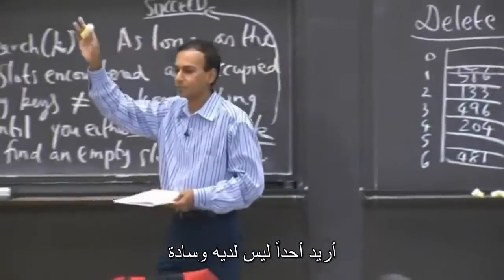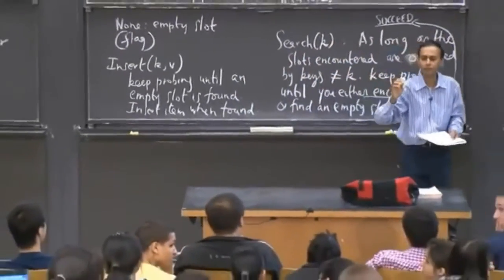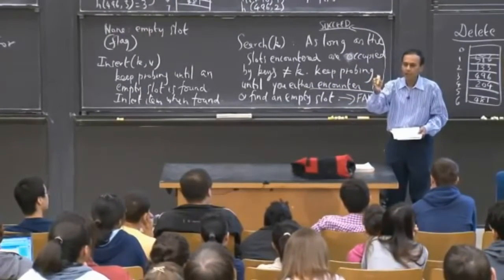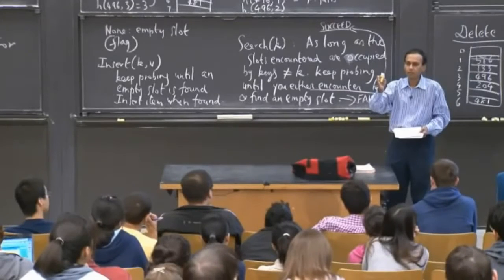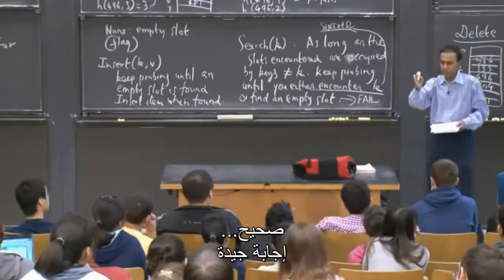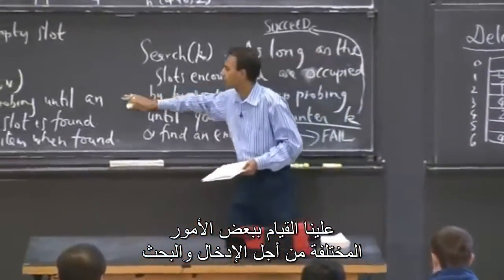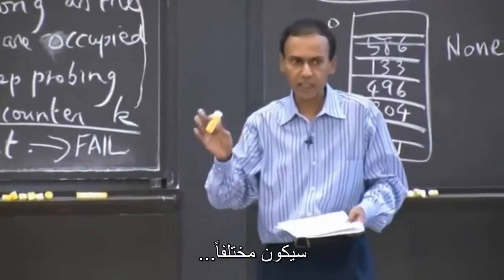Someone who doesn't have a cushion. All right, you. So probably instead of assigning none to that slot, you can assign something else. Like you can mark that slot with an A, and when search comes across A, it will just skip it instead of stopping. Right. So great answer. We're now going to have to do a couple of different things for insert and search. It's going to be subtly different.